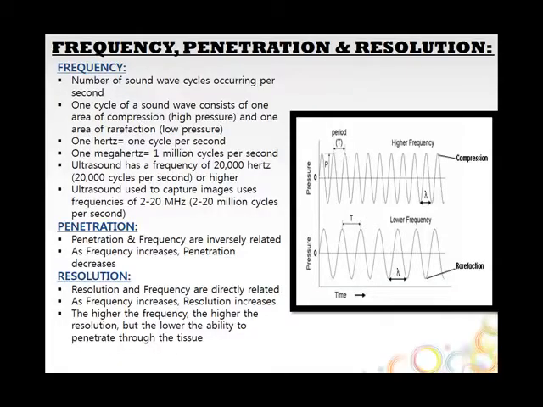Frequency. Frequency is the number of sound wave cycles occurring per second. So a sound wave has an area of high pressure and an area of low pressure, the compression and the rarefaction. One area of high pressure and one area of low pressure together is called one sound wave cycle. So a complete sound wave cycle, however many of those occur in 1 second, is called the frequency.